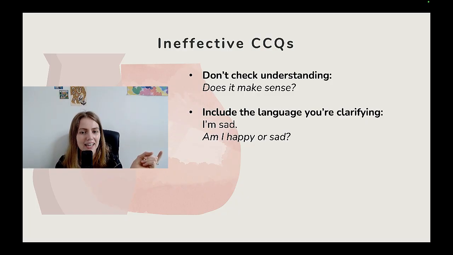Another group is questions that include the language that you're trying to clarify. This example is exaggerated. So you're teaching sad. The sentence is, I'm sad. And while clarifying sad, your CCQ is, am I happy or sad? Yeah, they're going to say sad because they know that's what you have in your sentence, but do they really understand what it means? Not really. That's something called parroting, when your students repeat something without really understanding what it means. Again, this is a very simple example. I've seen it happen with grammar structures, more advanced vocab. So yeah, just be mindful of this when you're planning your CCQs.